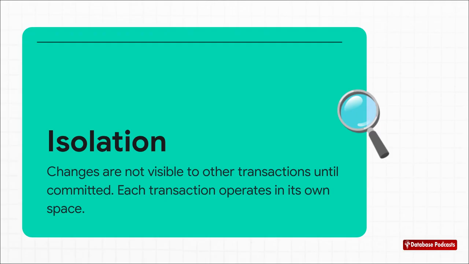The answer is a beautiful concept called isolation. Basically, while your transaction is running, all of its changes are happening in a private temporary workspace. No other process, no other transaction can see those uncommitted changes. This makes sure that everyone is always working with a consistent view of the data, and it prevents one transaction from tripping over the half-finished work of another.